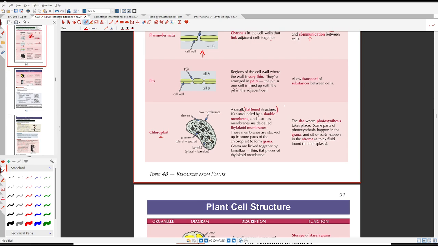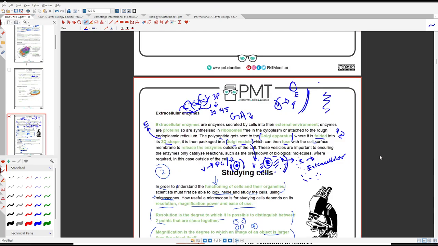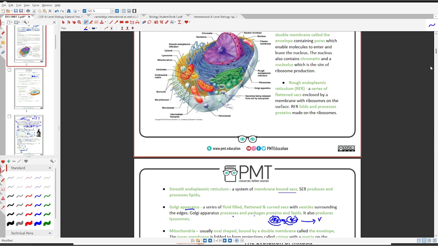It's a flattened structure, with a lot of similarities to your mitochondria here. Flattened structure, double membrane also. Double membrane was in mitochondria. It has inner membranes inside called thylakoid membranes. Now, your inner membranes over here were called your... Oh, actually, that's something that we can go into here. Yeah, there you go. It's right there.